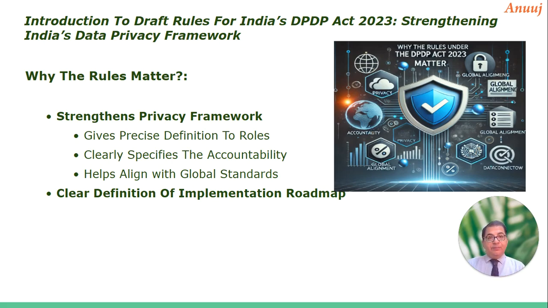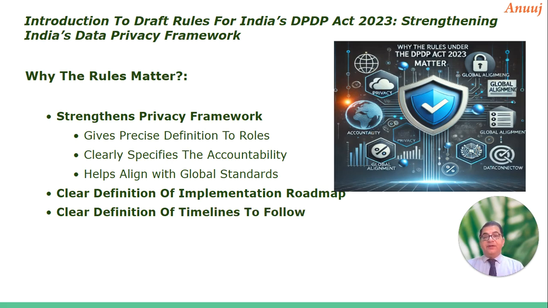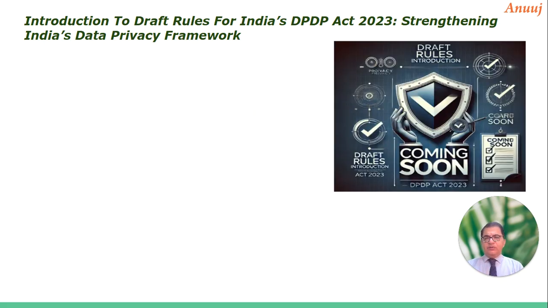We now have a more clearer roadmap. Once the draft rules are submitted, feedback shared, government reviews them, we'll have a clearer roadmap. Are we starting the implementation on 1st of April 25? Is 31st March 26 going to be the first day of submitting our reports to regulators? At least we'll have some clear idea about it. Clear definitions of timelines to follow once this is done. So that's about the rules.